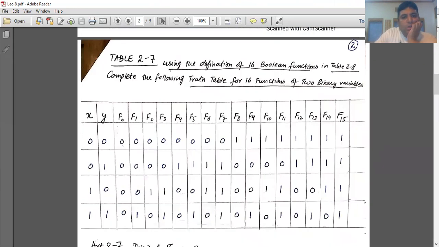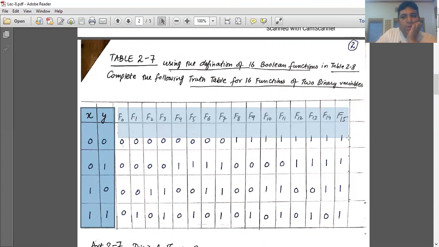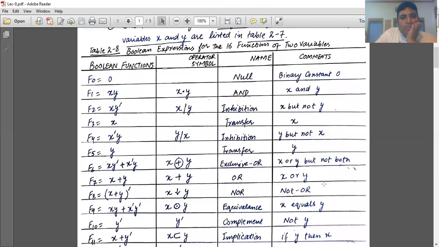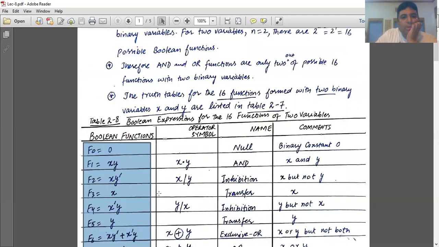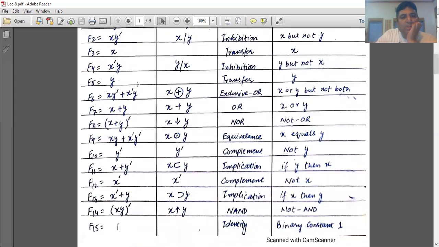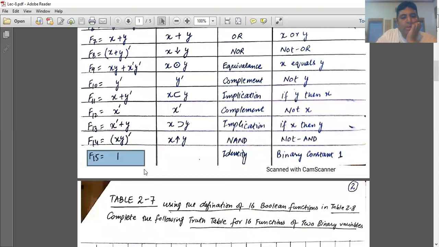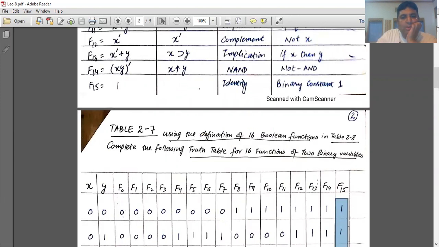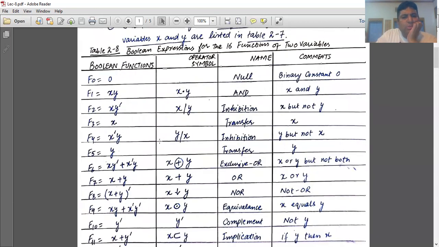So here he has actually written two variables x and y and F0 to F15, the 16 possible functions which we have stated here. He has made the truth table of all of them. For example, F0 is 0, meaning it will remain 0 always. And F15 is 1, it will remain 1 always. And then you can see the truth table of all.